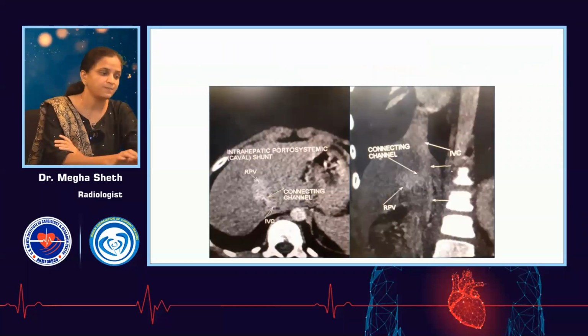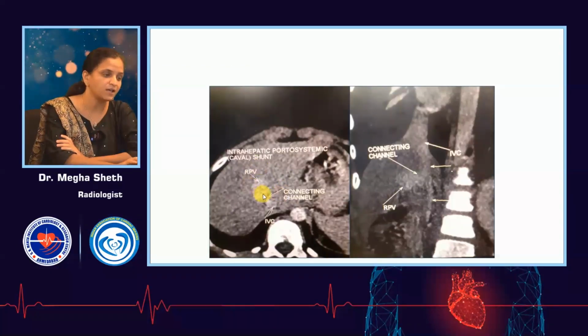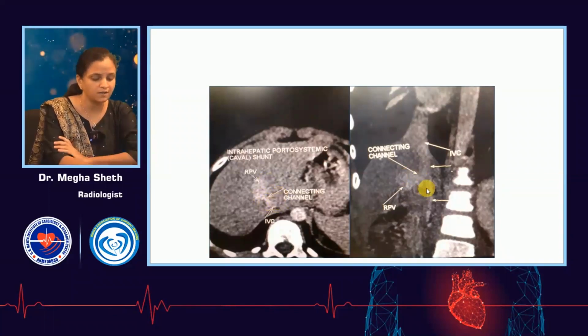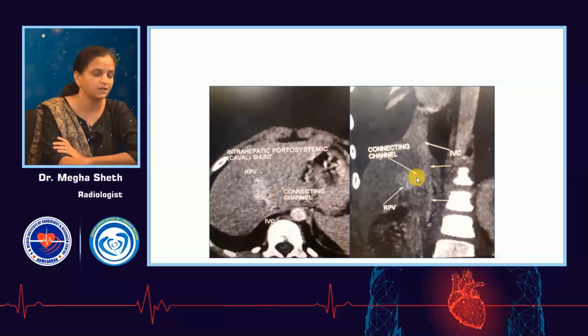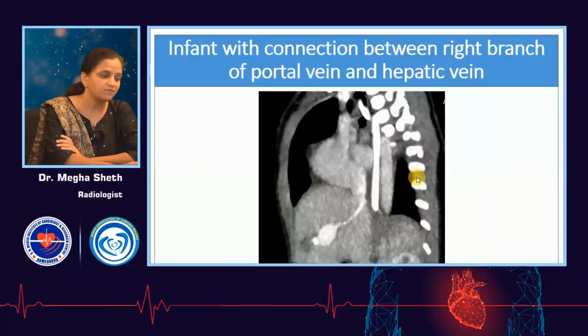Again, this is an example of portosystemic shunt. Here we have the dilated right branch of the portal vein, a narrow communicating channel between the two, and this is the IVC. The same thing is shown here in the coronal section. Again, this was an infant with communication between the dilated right branch of the portal vein, this is the communication, and this is the IVC.